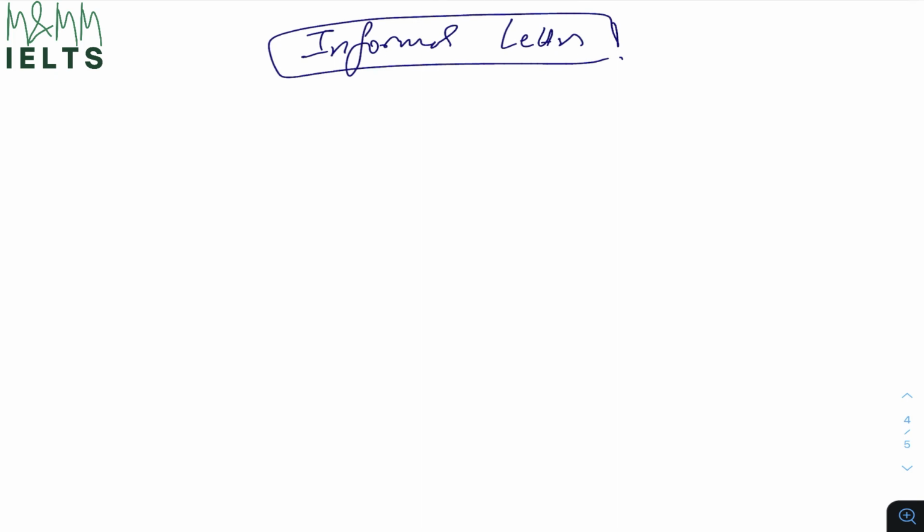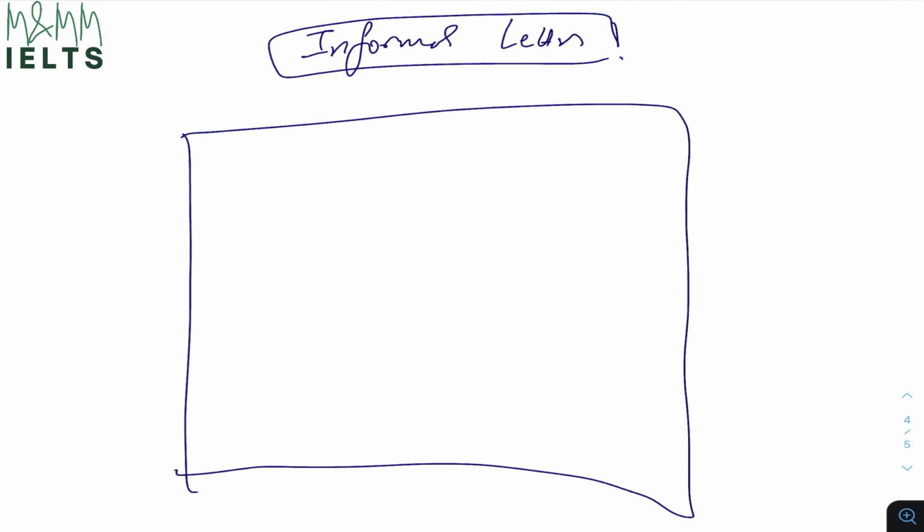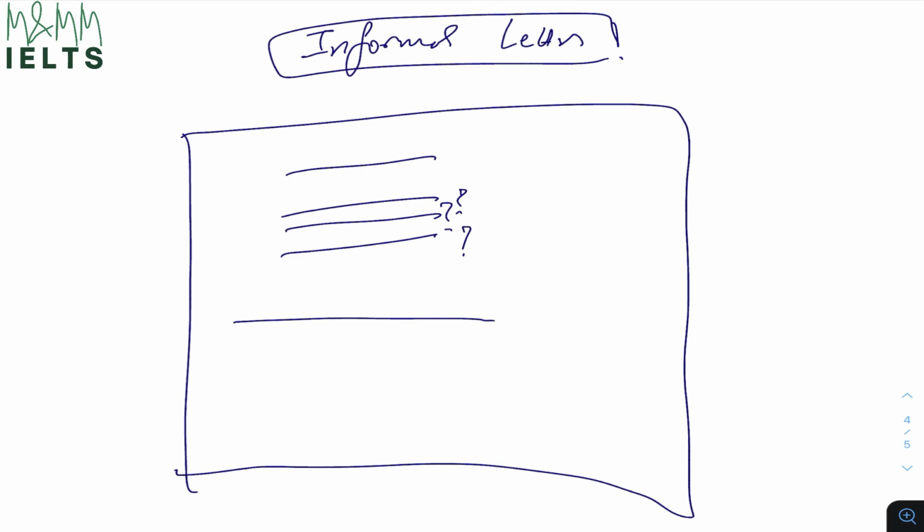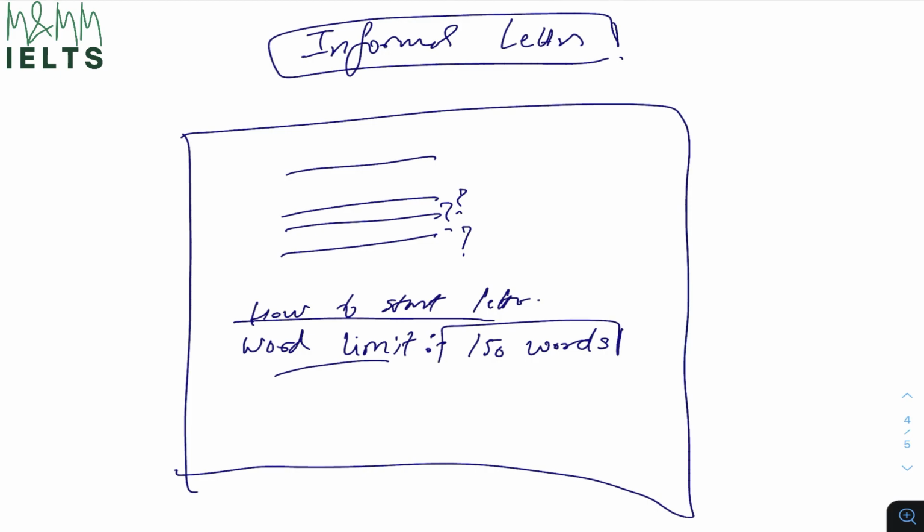In this particular task, you will be given a paragraph with a sentence line and a few questions, and then a concluding sentence on how to start your letter. They may give you a hint on how to start, like dear sir, dear ma'am, dear friend, dear James, all that kind of stuff. And then it will state your word limit as well, which in task 1 is 150 words.